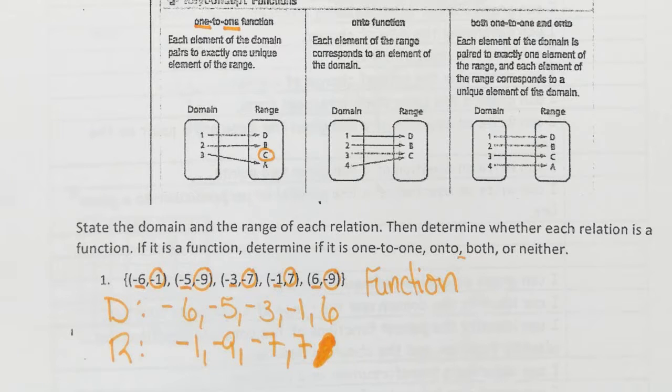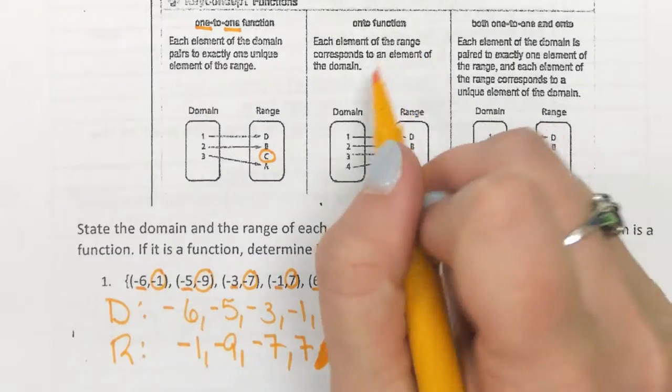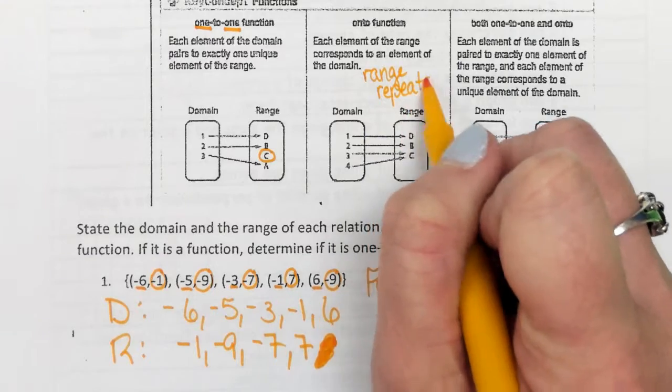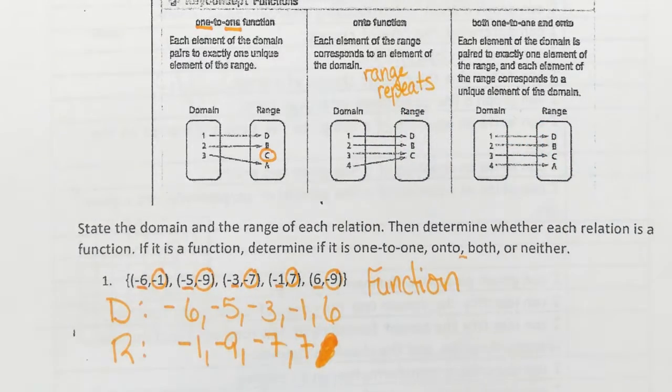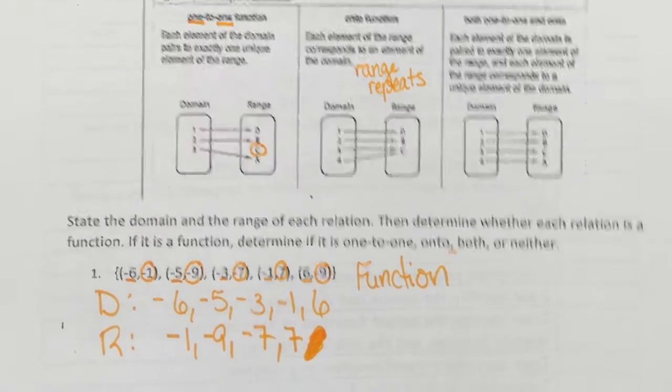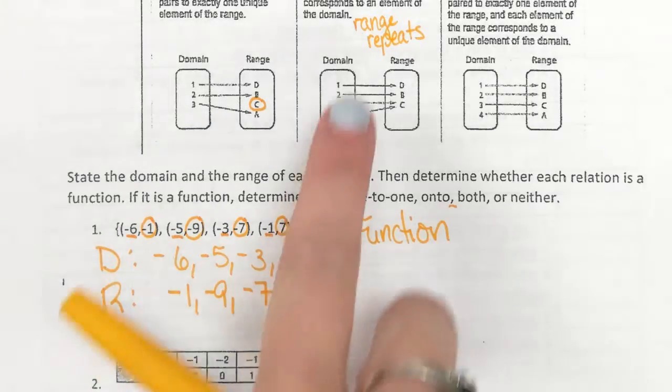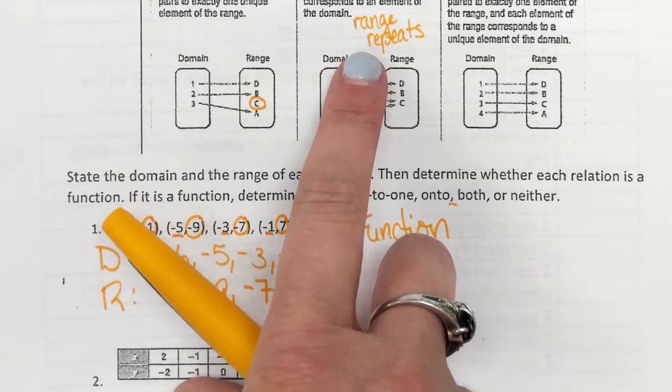All right, what about onto? The range repeats, right? You see how the range repeats? Making yourself a note? The range repeats. Okay, let's go with that for right now. We'll talk about the other ones later, okay? So let's look at this one. Let's talk about onto. Onto meant what again? Range repeats. Come on, guys, stay with me.